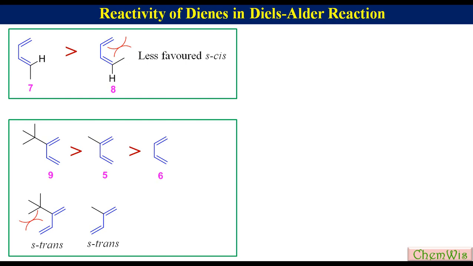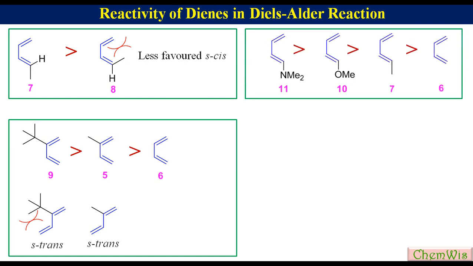Compounds 7, 10, and 11 are more reactive than compound 6 due to the presence of electron donor groups. Among these four compounds, 11 has highest reactivity, after that 10, and then 7. This is because N,N-dimethyl group has higher electron donating tendency than methoxy, which in turn has higher electron donating tendency than methyl group.